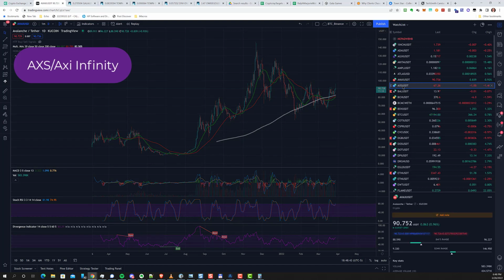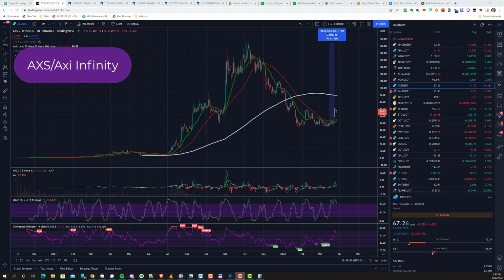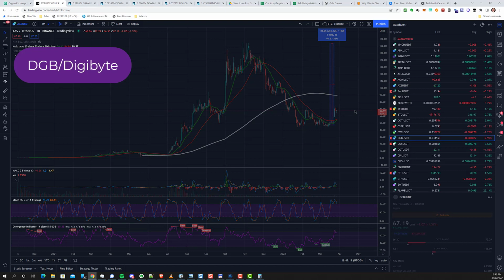So for the 200 moving average, it's just been consistently going up. This is Axie, another game coin, Axie Infinity. You're looking about a 255% gain if it goes all the way back up where it was. Those are some of the game coins. Let me show you some of my other favorites. Digibyte, I think I'm out of right now. There's just too many other opportunities.